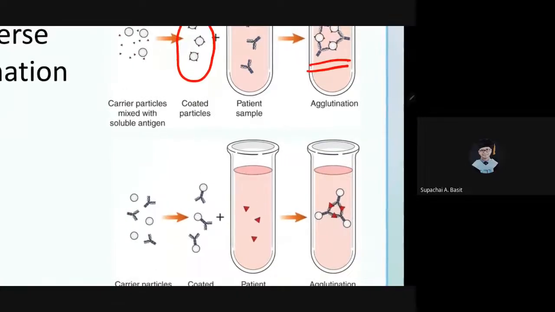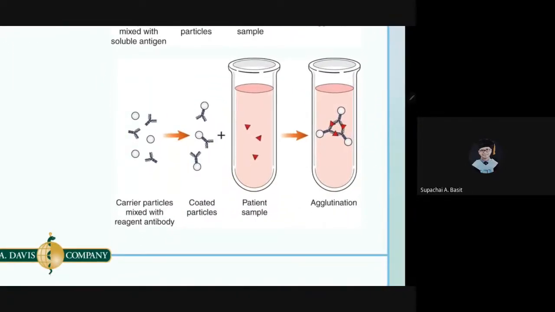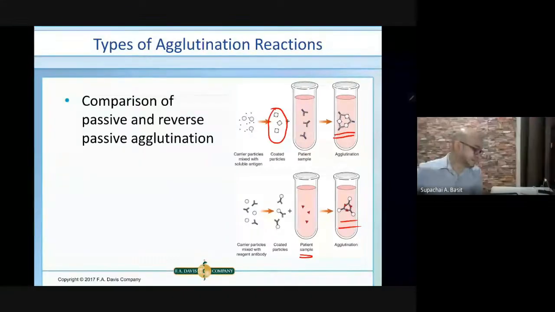However, in reverse passive agglutination, this time the particles, such as the latex particles, are coated with antibodies. And then we get a patient sample, such as urine, CSF, or even patient serum that could possibly contain the patient's antigen. And if the patient has the antigen, there would be lattice formation and agglutination reaction will occur. Okay, so that is the difference between the passive and reverse passive agglutination.